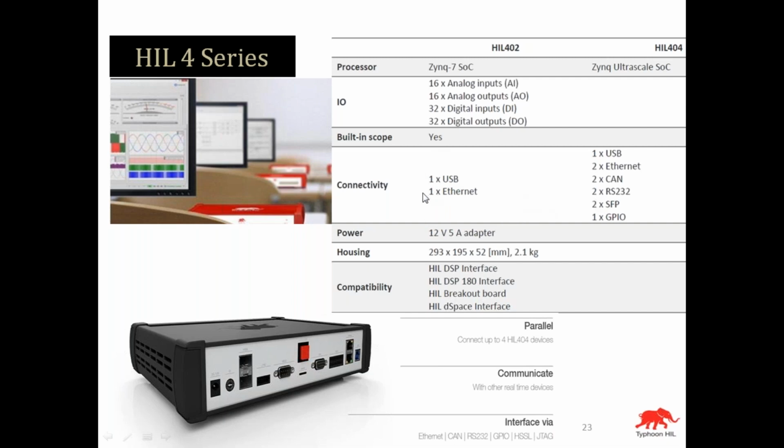Also, the advantage of using 404: in 402 the input output rate or resolution is 1 microsecond for all, but in 404 there is an option for 0.5 microseconds also. If you want to work with 0.5 microseconds input output rate or resolution, you can do that with 404.